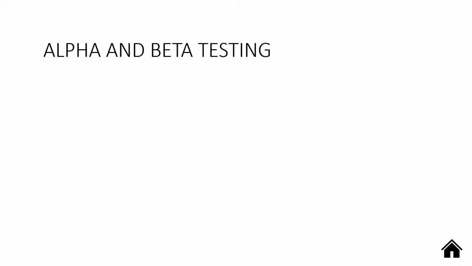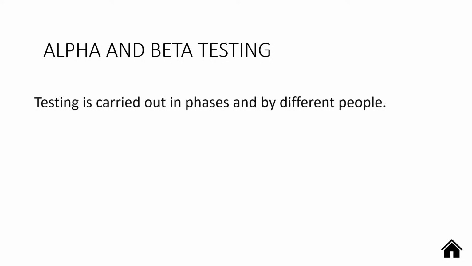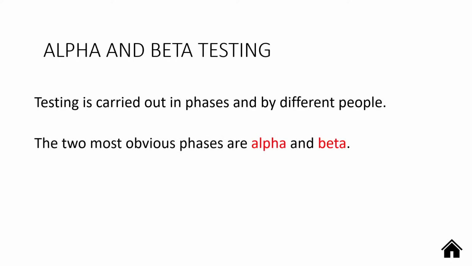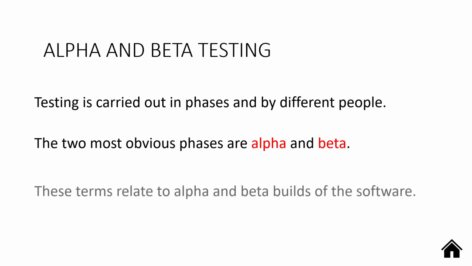These ones, students tend to be pretty comfortable with, and that's because they've usually taken part in beta trials already with games and things like that. So testing is carried out in phases and by different people. The two most obvious are alpha and beta testing, and these terms relate to alpha and beta builds of the software.